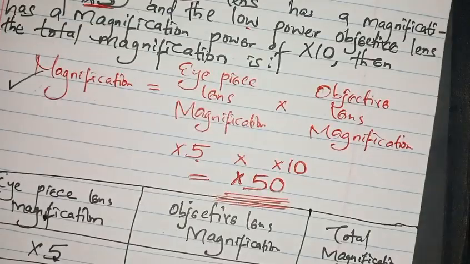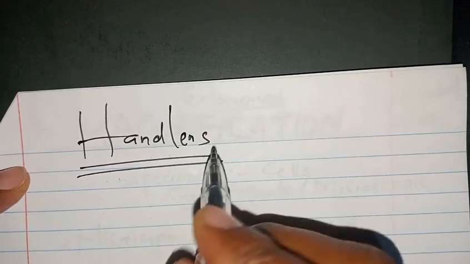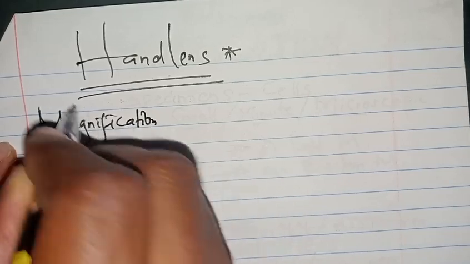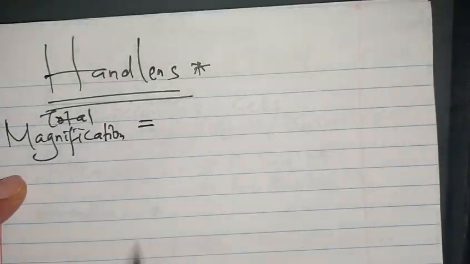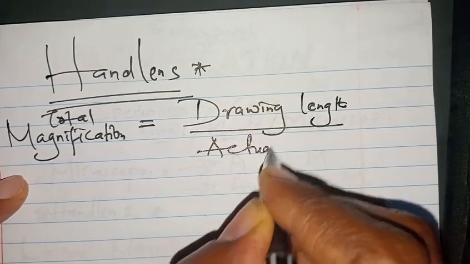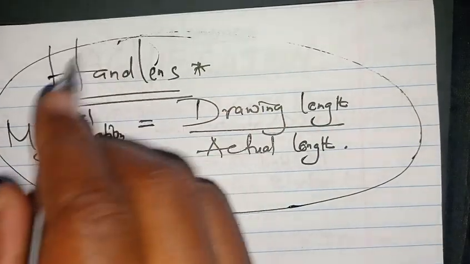So I have taught you about magnification, linear magnification, while using a microscope. But before I end this lesson, I would want to tell you that when you are using a different object, for example a hand lens, although I have a lesson where I have talked about it, there is also some calculation. In this case, magnification or total magnification is equal to drawing length over actual length. This one is in a different video and this one is different. This is magnification while using a hand lens.